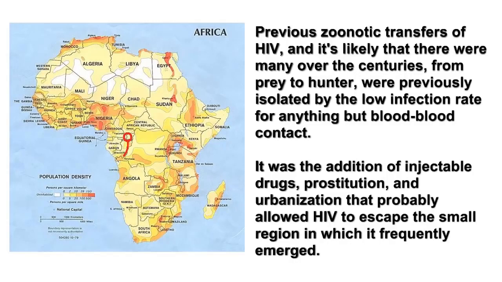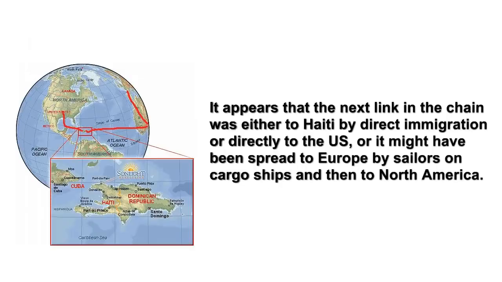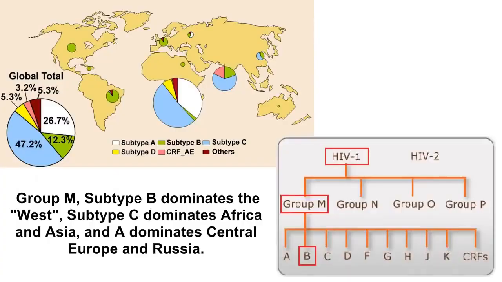It was the addition of injectable drugs, prostitution, and urbanization that probably allowed HIV to escape the small region in which it frequently emerged. It appears that the next link in the chain was either to Haiti by direct immigration, or directly to the US. Or it might have been spread to Europe by sailors on cargo ships and then to North America. The data is a bit spotty, but the emergence in the major cities of Europe was slightly after the disease was documented in New York and San Francisco.